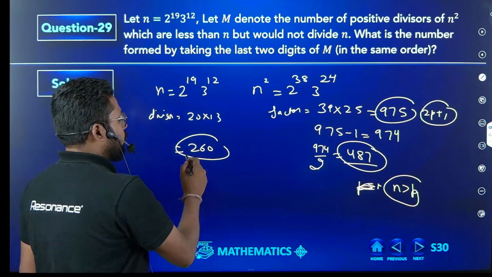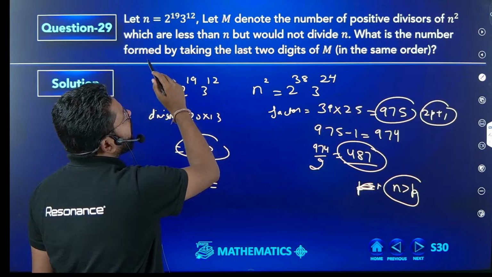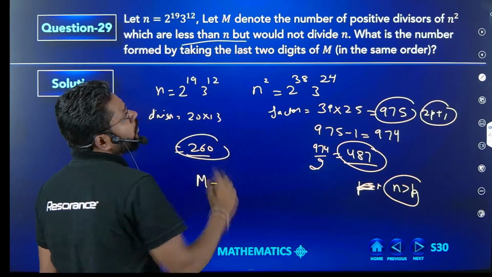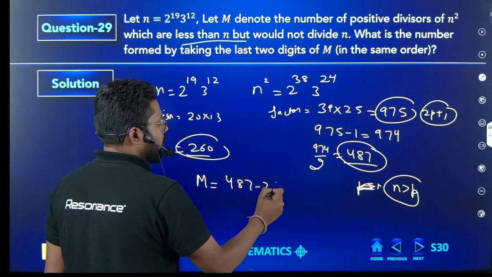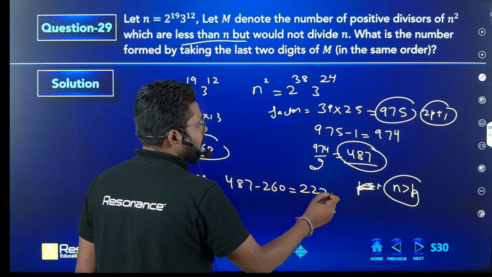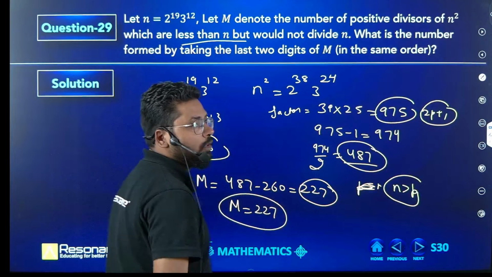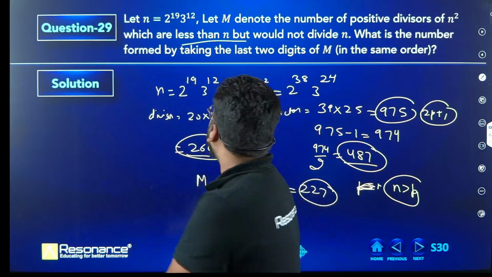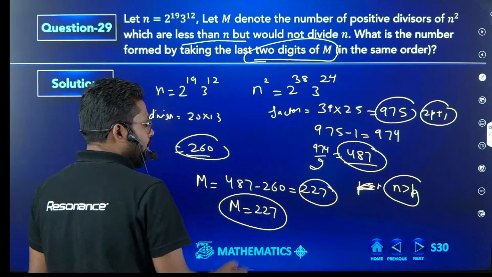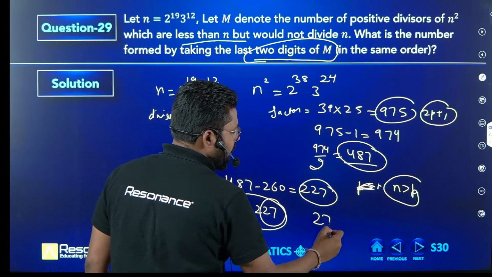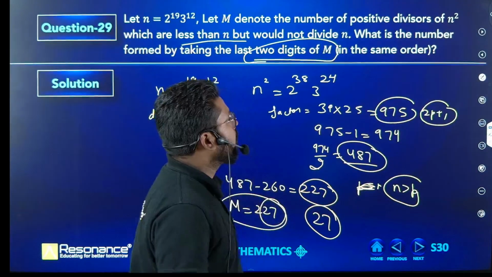So for m, this means the m is what? That is not dividing n. That would not divide n. So m will be 487 minus 260, that is 227. So m is 227. We are getting m as 227. These are the numbers which will not divide n. So you have to find the last two digits of m. So last two digits of m will be 27.